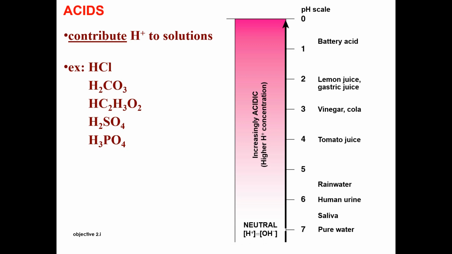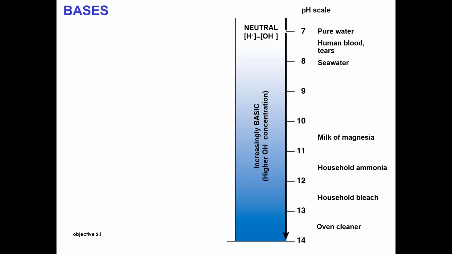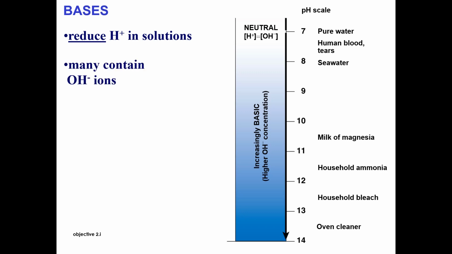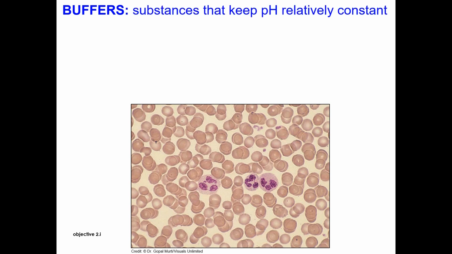Bases, on the other hand, reduce the number of hydrogen ions in solutions. This means that they often take up those ions. They might also give off hydroxide ions to the solution. Buffers are substances that keep pH relatively constant. An example would be your blood plasma.